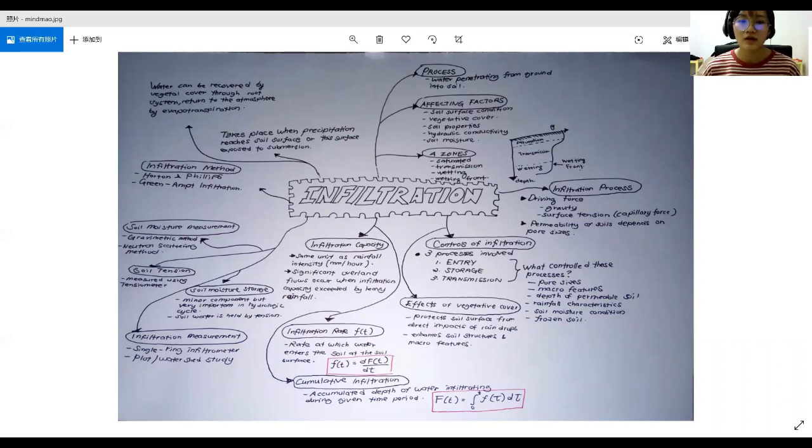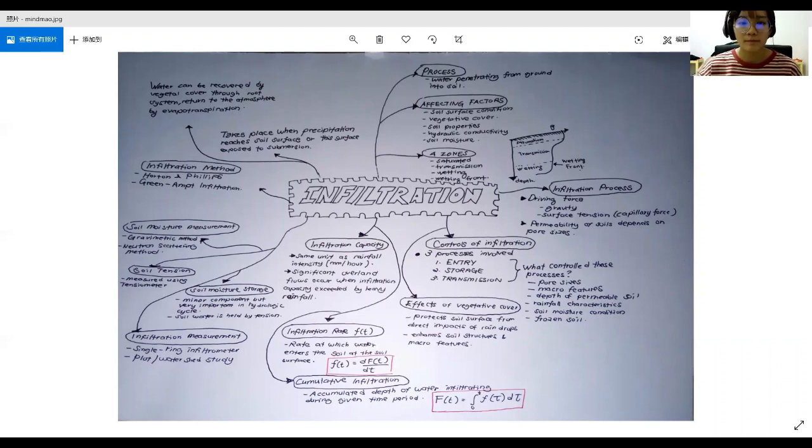Talking about soil tension, we can see in the mind map, soil tension is usually measured by a tensiometer. The soil absorbs water through the porous cup, so we can estimate the soil tension from the pressure in the air pocket.